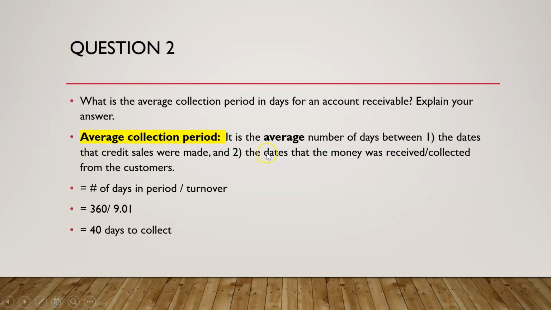So for this specific problem, the number of days in the period was 1 whole year, that means 360 days. And the turnover we found from the last question was 9.01. So we divide 360 days by 9.01, and that gives us 40 days. That means to collect one account receivable, the company takes 40 days.